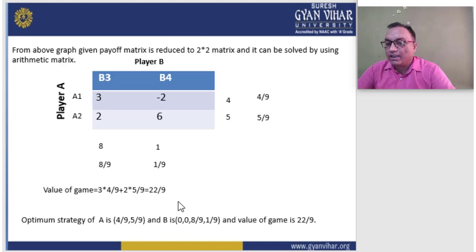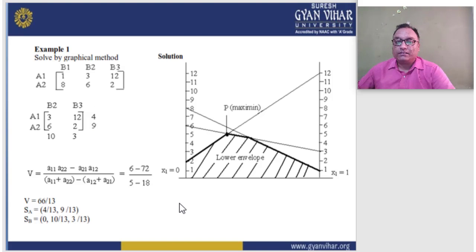So the optimum strategy of A is 4 by 9, 5 by 9, and B is 0, 0, 8 by 9, and 1 by 9, and the value of the game is 22 by 9 for this case, right? So this is the solution of this game problem, right? And here is another example. Just you solve this.